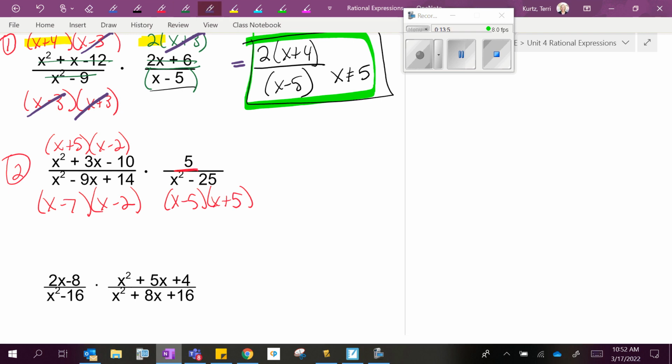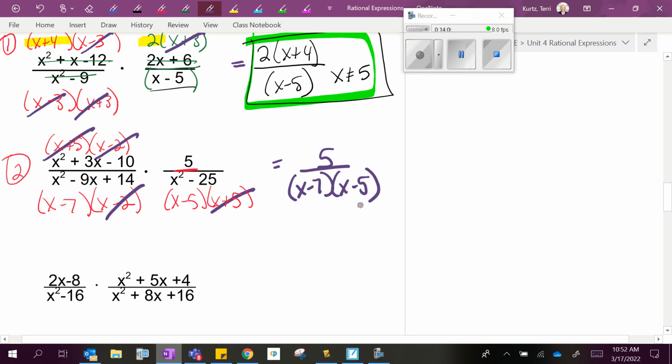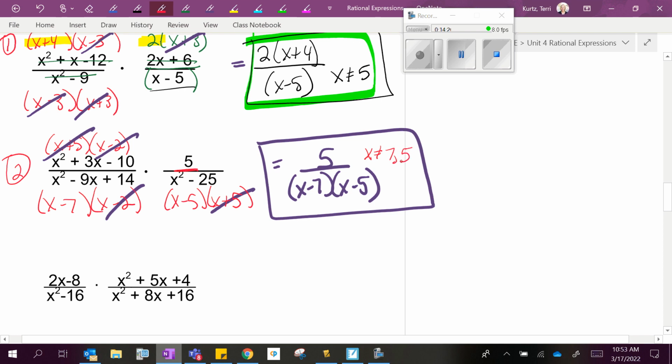Now, anything on the top can cancel with anything on the bottom, so I can cancel my x plus 5s, cancel my x minus 2s, and I'm left with 5 over x minus 7, x minus 5. And so that's my final answer. My restrictions would be that x cannot equal 7 or 5.